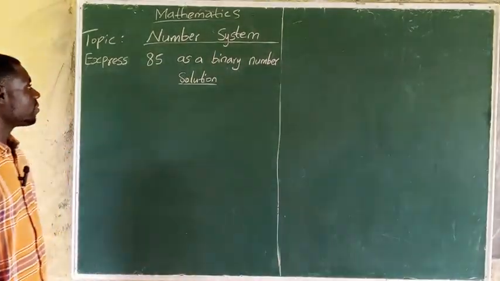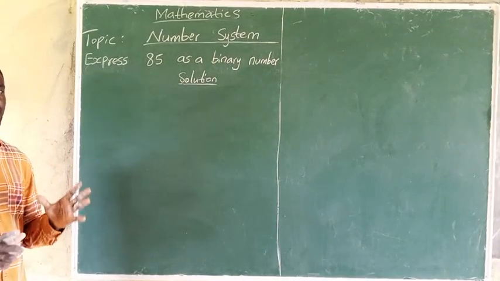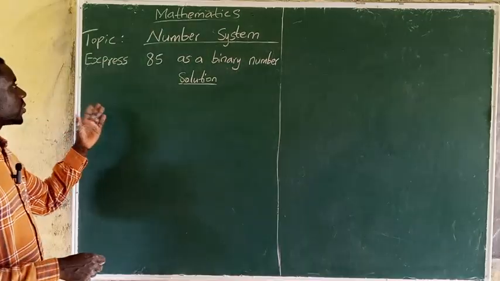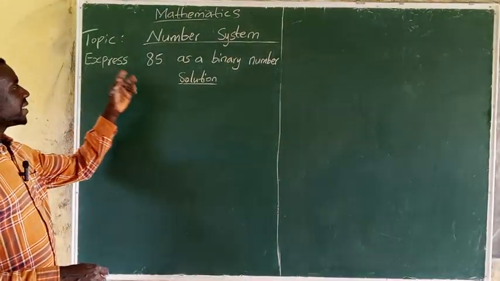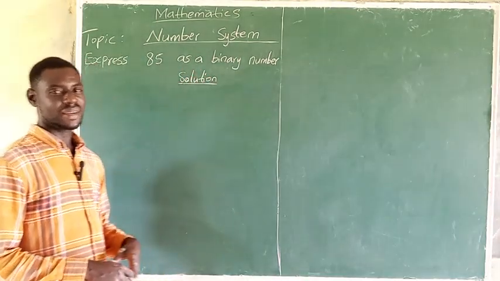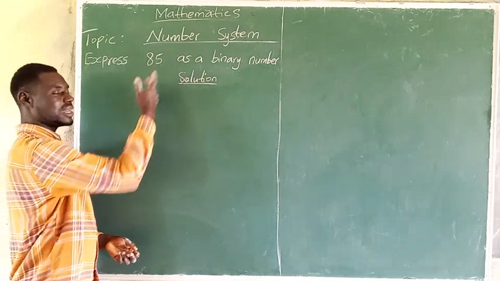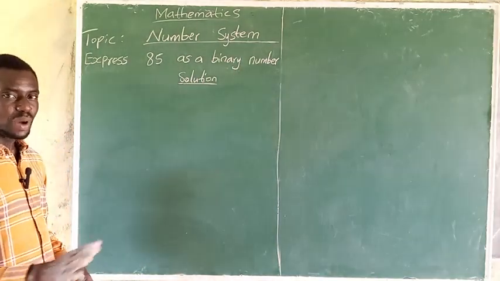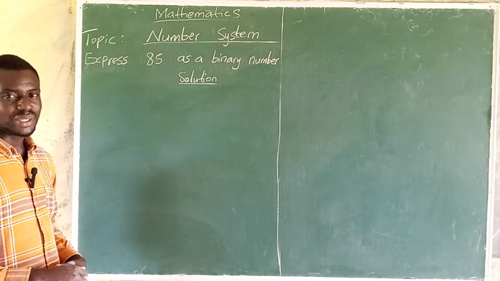All right, we want to convert. Now, they can use convert or they can use express. Okay? They said express 85 as a binary number. Fine. They did not give us any base. There was no base given. But look at what you need to do.